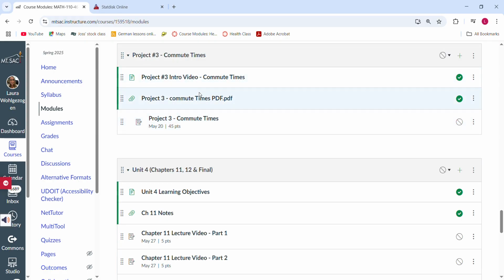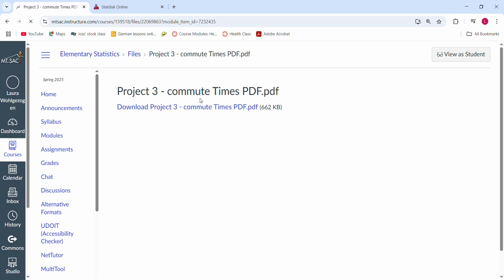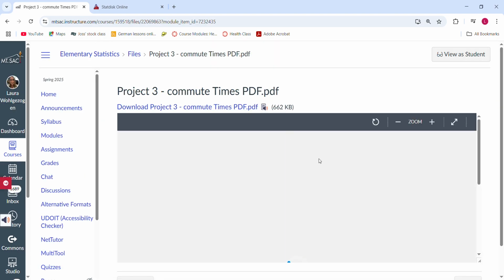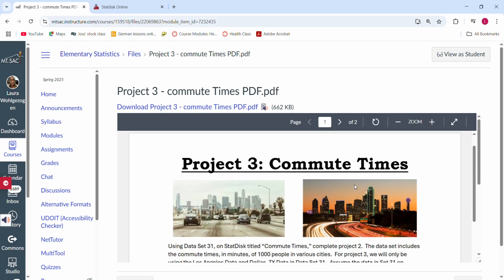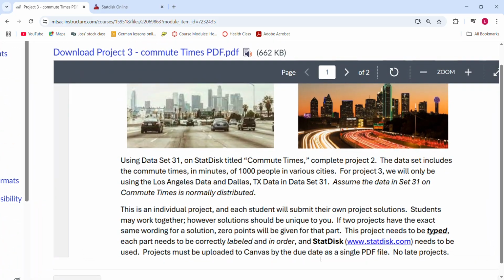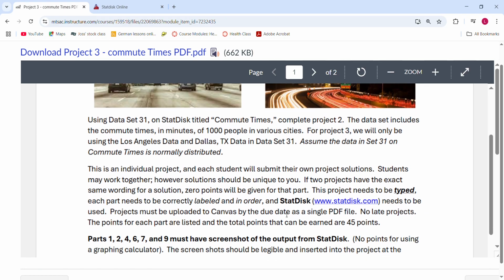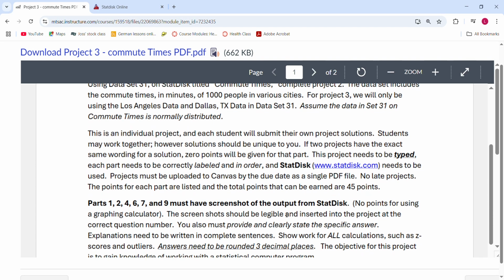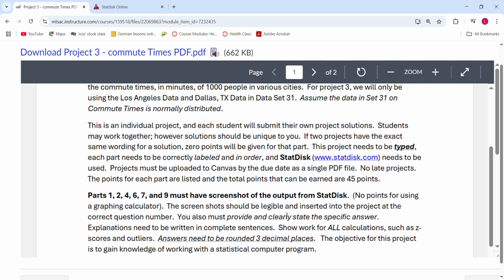So going ahead and opening up our PDF for our commute times project, you will see that we are using data from set 31 in StatDisk. And so that's what we need in order to complete our project. And we are going to be using the commute times in various cities. And so for our project 3, we will only be using the LA data and the Dallas data that's in data set 31. Assume that data in 31 of commute times is normally distributed.